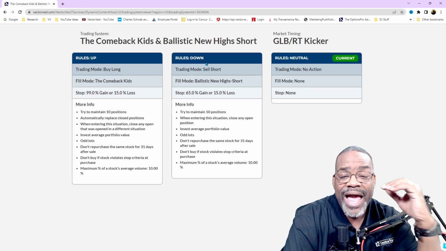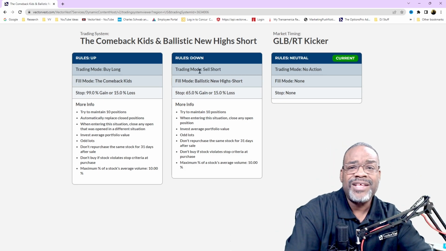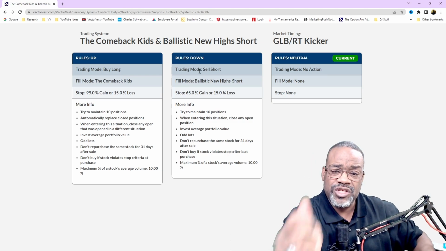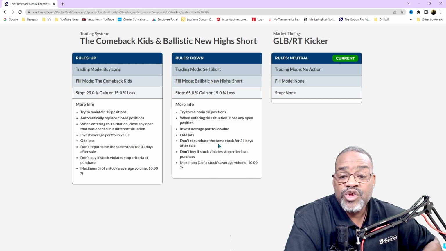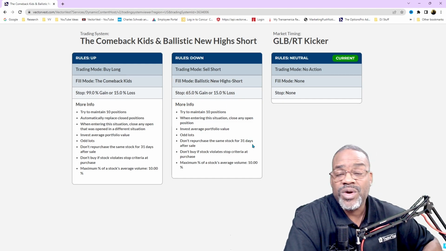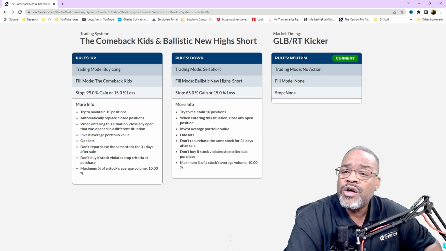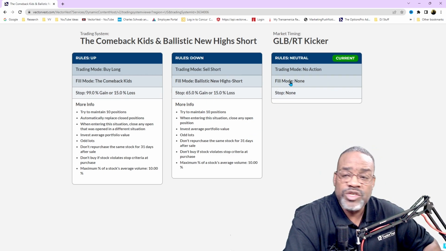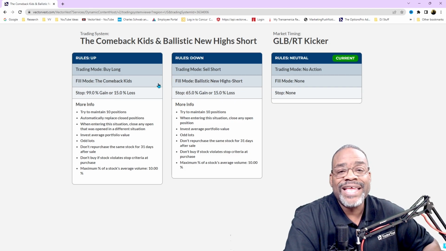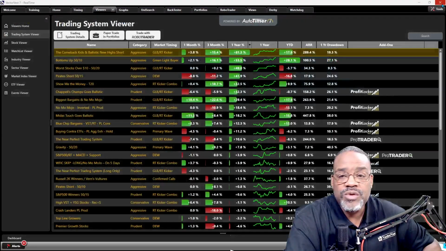On the downside, it's going to sell short. So it's going to automatically get out of the longs, get you into the shorts. The shorts are going to have a stop of a 65% gain or 15% loss. Do not repurchase the same stock for 31 days. That's for the wash rule. On the neutral, no action. Whether it's to the upside or to the downside, it's just going to hold the stocks. But folks, it lays it out for you what you need to do.